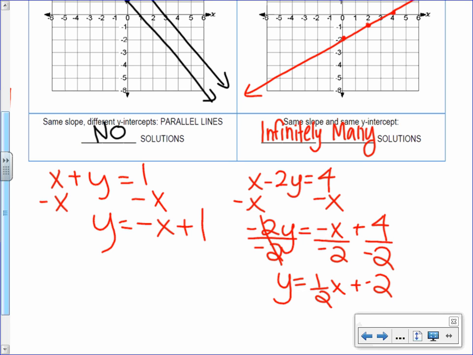The whole point in systems is to find where they intersect. These are just special cases. They don't happen very often, but when they do, you need to know that. But really, all you're doing is graphing 2 lines or more than 2 lines to find where they intersect. Everybody good?